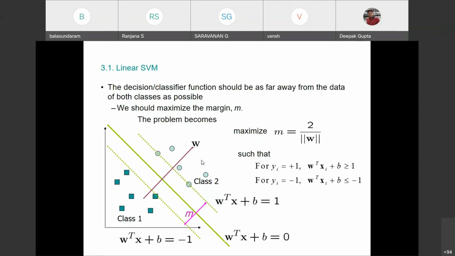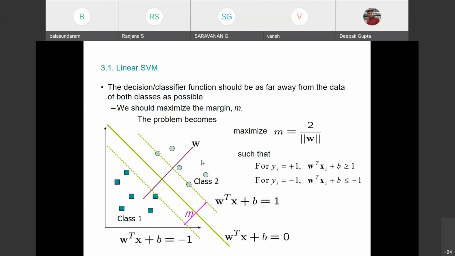Whereas if the point does not lie on these parallel planes, then the alpha corresponding to that point is 0. To determine the middle plane, we have to know the W vector and B. The W vector is basically determined by either the circle points or square points which are lying on one of these parallel planes. The other points are not contributing.